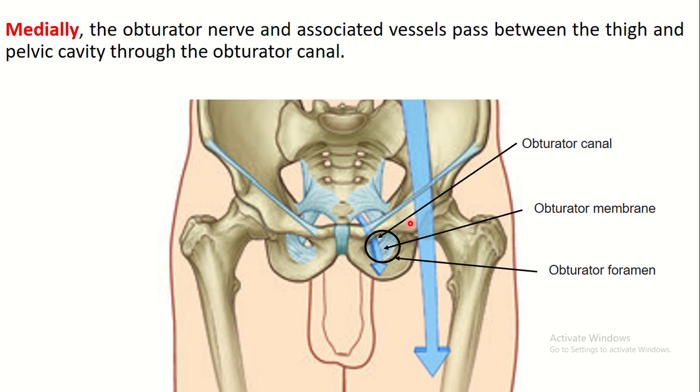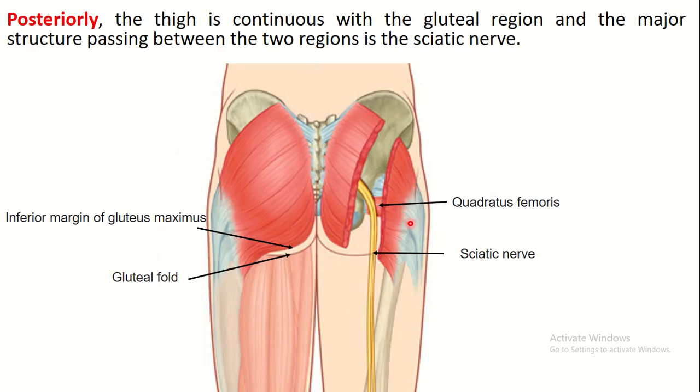Still anteriorly and medially, the obturator canal through which pass the obturator vessels and obturator nerve from the pelvic cavity to the medial compartment of the thigh. Posteriorly, the thigh is continuous with the gluteal region, and the major structure passed here is the sciatic nerve, which is the major and the largest nerve in the body, in addition to other structures such as the posterior cutaneous nerve of the thigh.